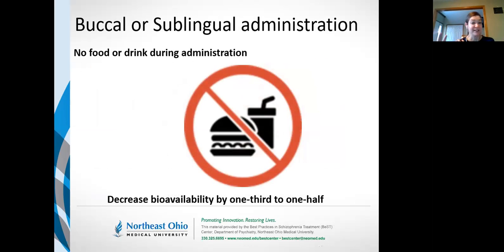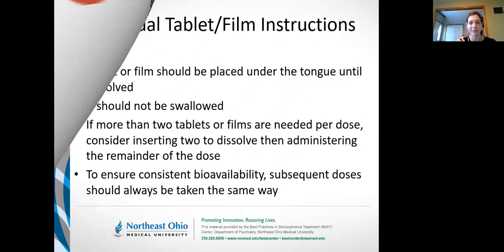With both of these, again, trying to avoid food or drink as they swallow it, the dose could be reduced by 1/3 to up to 1/2. So it would essentially cut their dose in half, which would not be ideal for the patient.